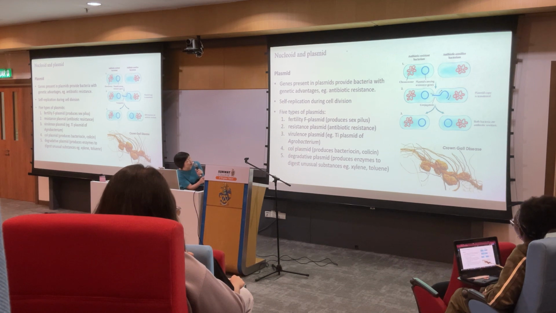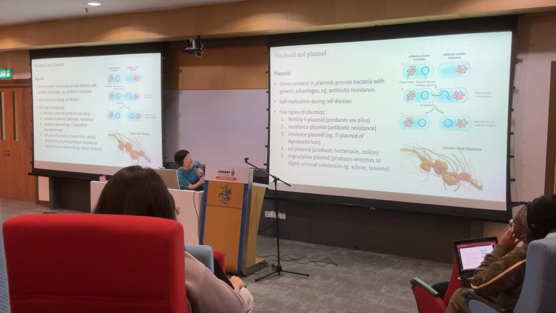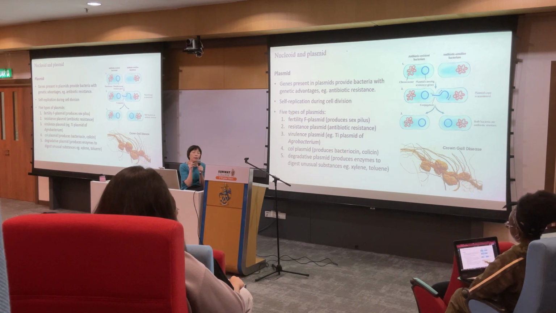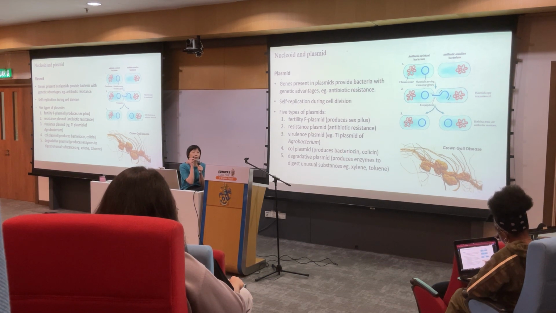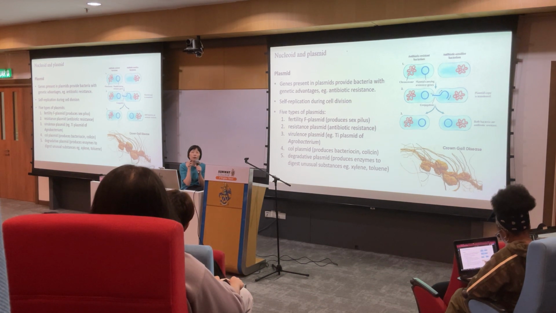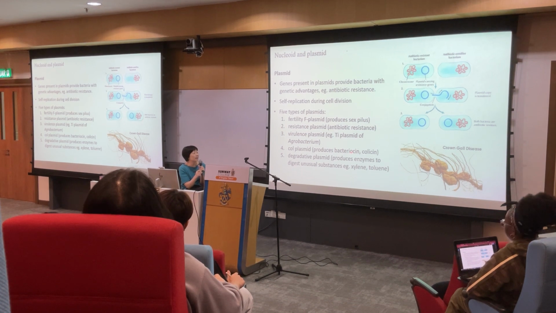And you have the colicin plasmid, which produces bacteriocin or colicin. Bacteriocin can be produced by bacteria, but this bacteriocin is basically also killing other bacteria. So between different types of bacteria, different genera, they can be competitive in terms of surviving in the environment, in terms of securing the nutrient. That's why they themselves can produce bacteriocin and kill other bacteria.